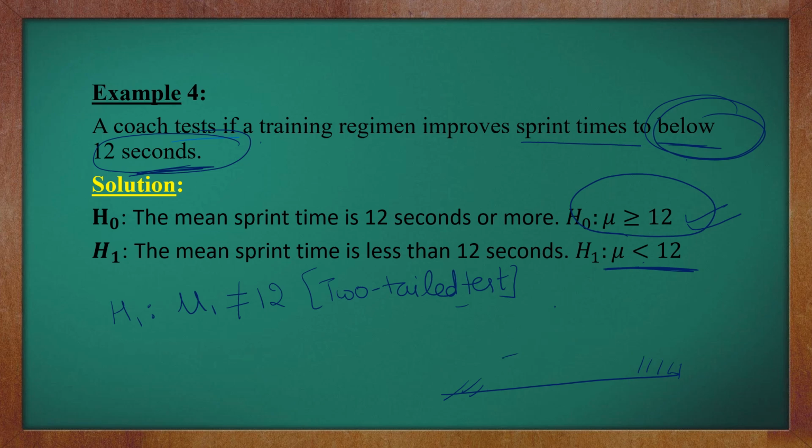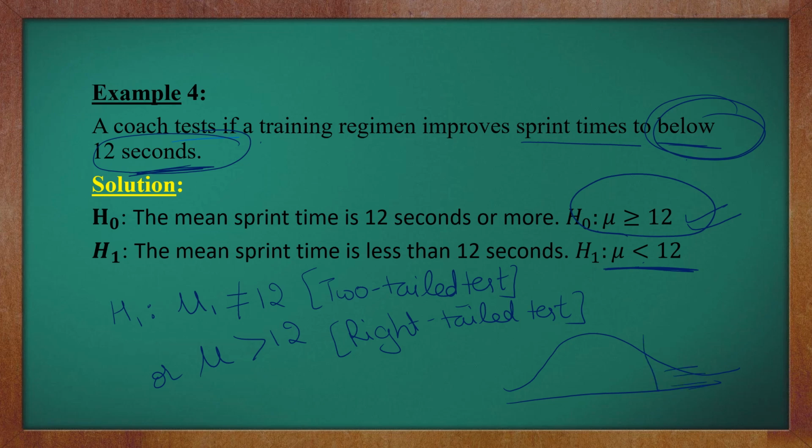But suppose we take another case, mu is greater than 12. Greater than 12 means we are getting the positive side. So this is the right, and we discussed this concept in the normal distribution. That will be a right tail test. This is the left side, this is the right side.